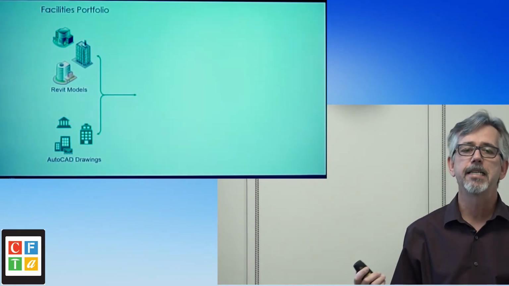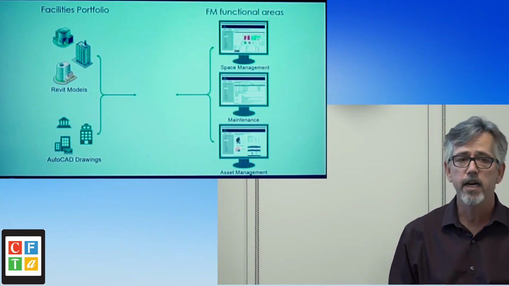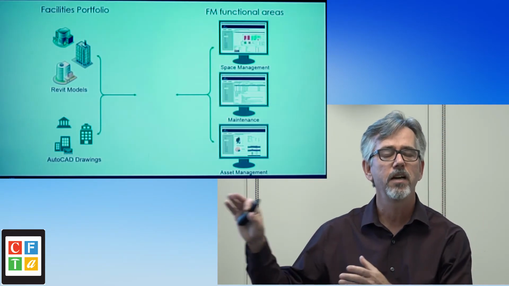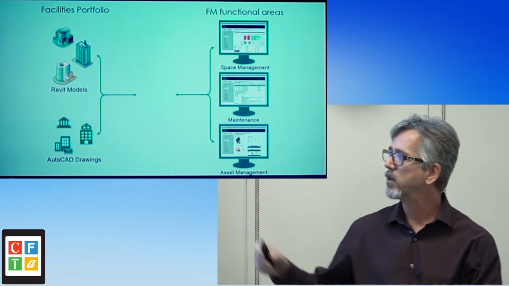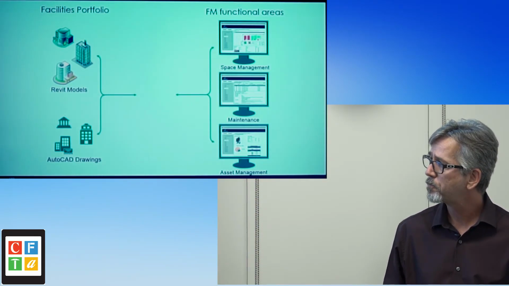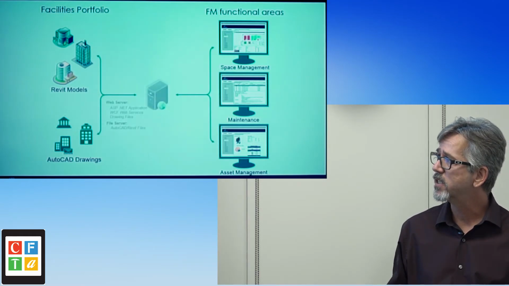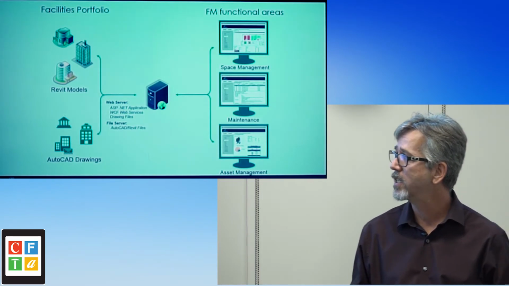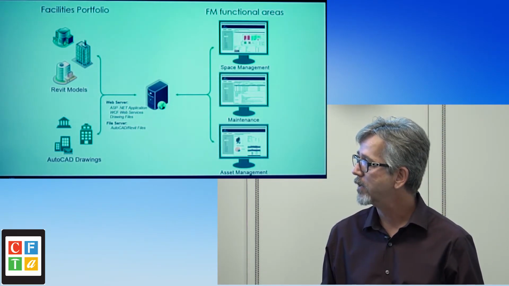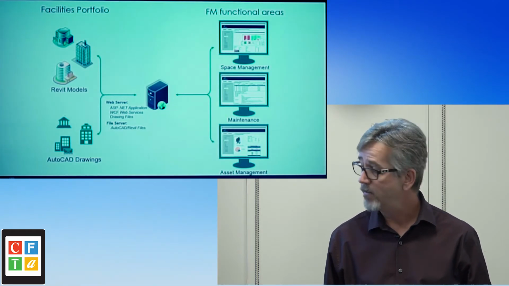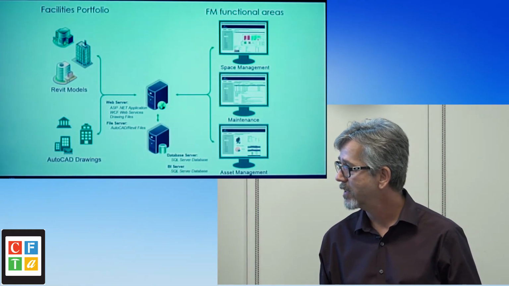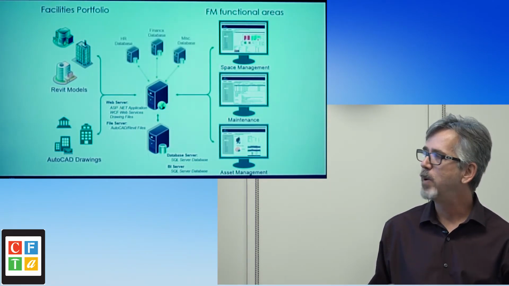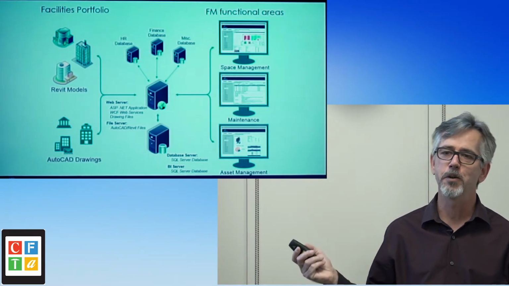But that information needs to get to somebody, and that somebody is over here on the right-hand side, sort of major FM functional areas like space management, maintenance, asset management, a lot of other functional areas, classroom scheduling, all of that. But in this example, we're keeping it pretty simple. And a solution like this is connected via a web server. In our example, we use an ASP.NET application, web services, drawing files, a file server that has the AutoCAD and Revit files in, a database server, a business intelligence server. You know why I'm showing you guys this? Because you pay a lot of money for this kind of technology, and I want to show you what you're paying for.